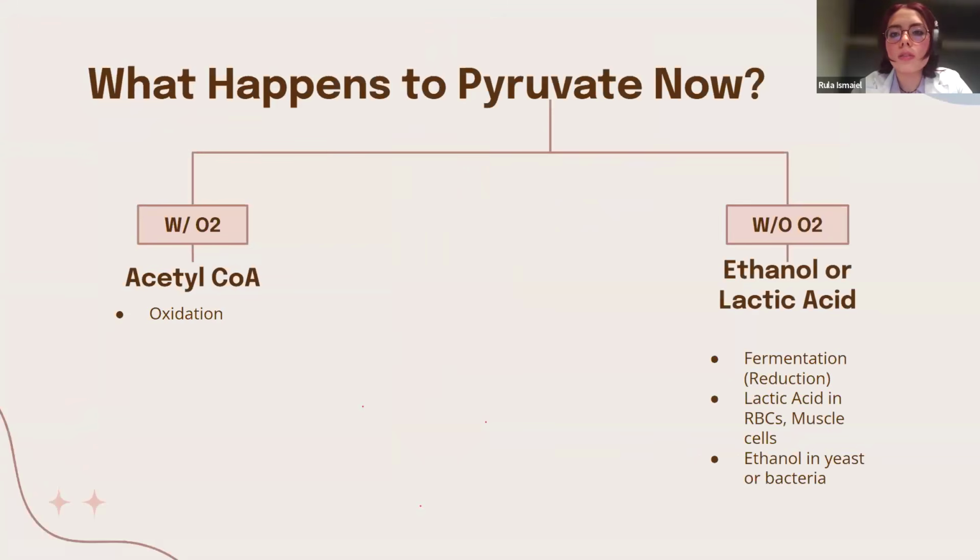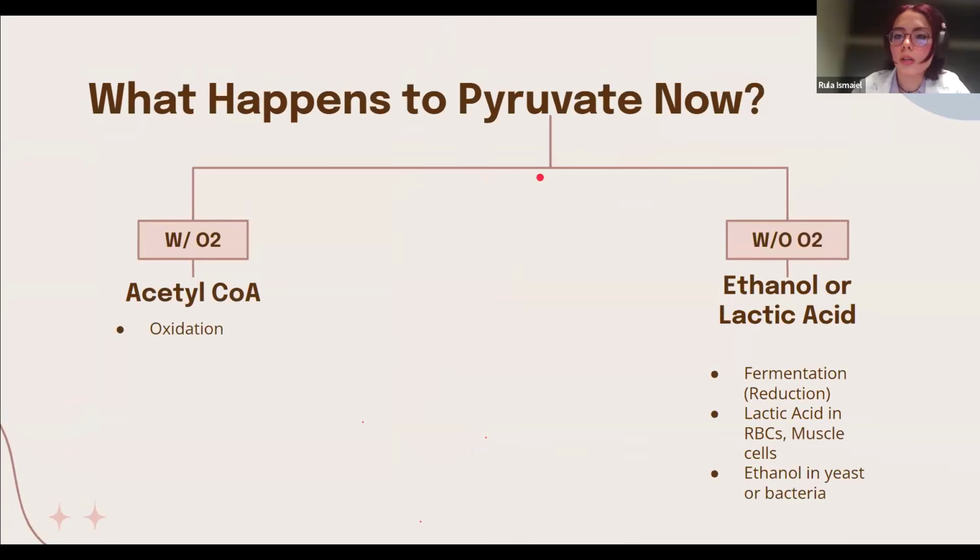Now, what happens to pyruvate? In aerobic conditions, aerobic meaning in the presence of oxygen, pyruvate becomes acetyl-CoA. It gets oxidized specifically to become acetyl-CoA. In anaerobic conditions, without oxygen, it becomes either ethanol or lactic acid. Ethanol is in yeast or bacteria, but lactic acid is in RBCs and muscle cells.